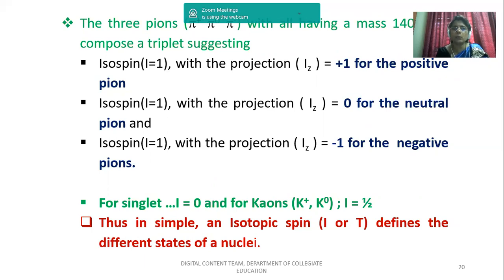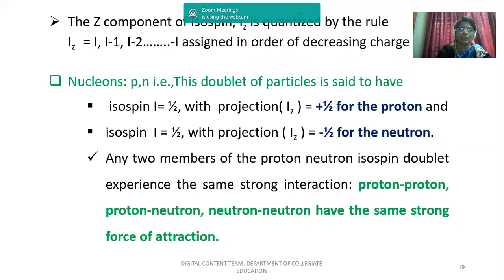isospin I equals 1 with the projection Iz equals plus 1 for the positive pion, and isospin I equals 1 with the projection Iz equals 0 for the neutral pion, and isospin I equals 1 with the projection Iz equals minus 1 for the negative pion. So their total isospin is noted as 1. Their projection value depends on the three different types of pions. For the positive pion, it is plus 1, for the neutral, it is 0, and for the negative, it is minus 1, which you can verify from these Iz component values.